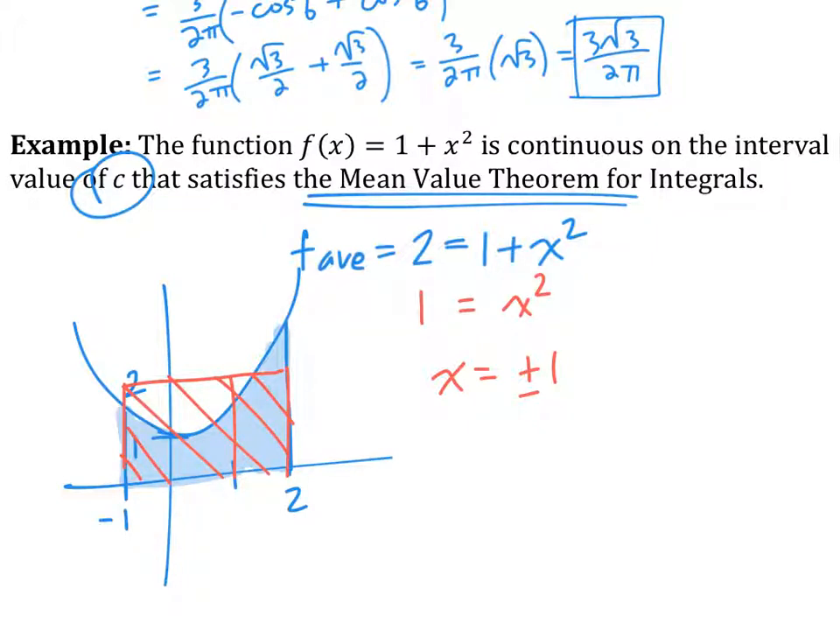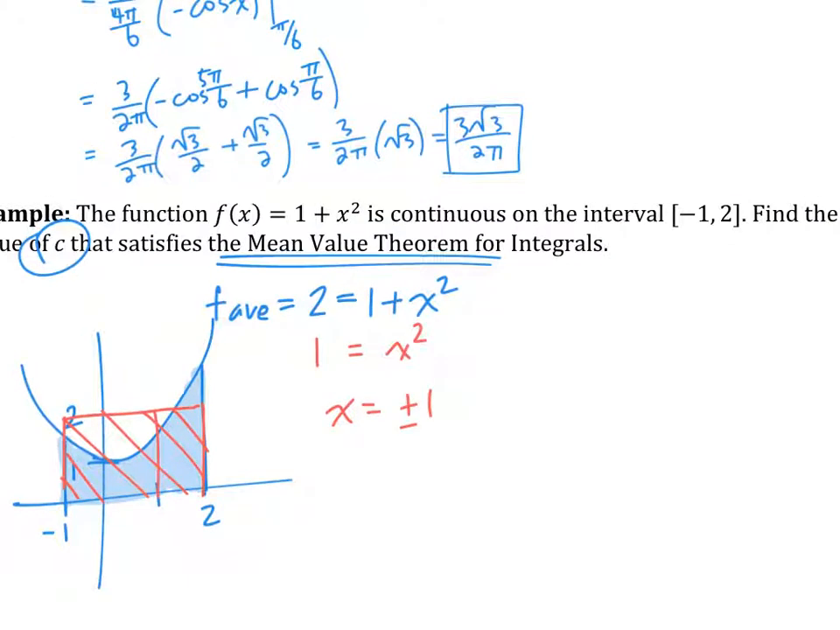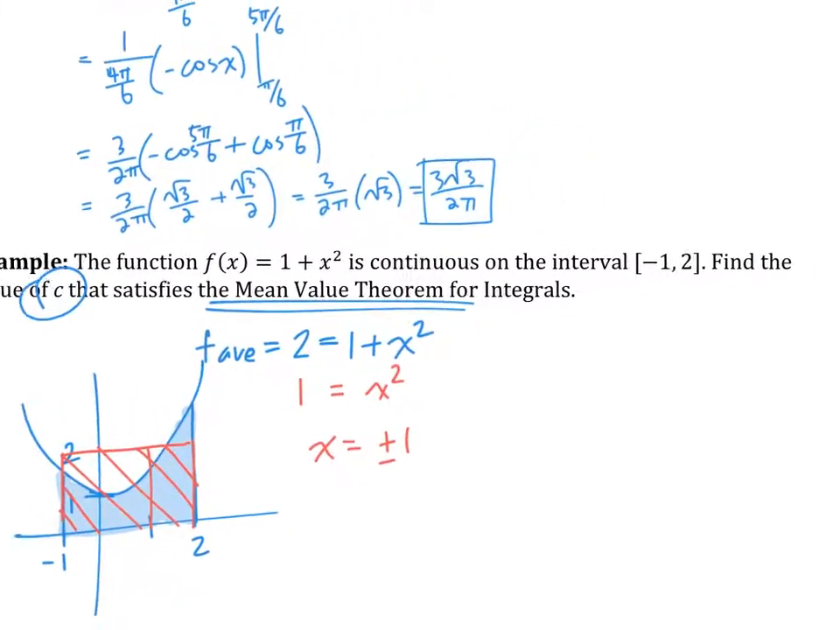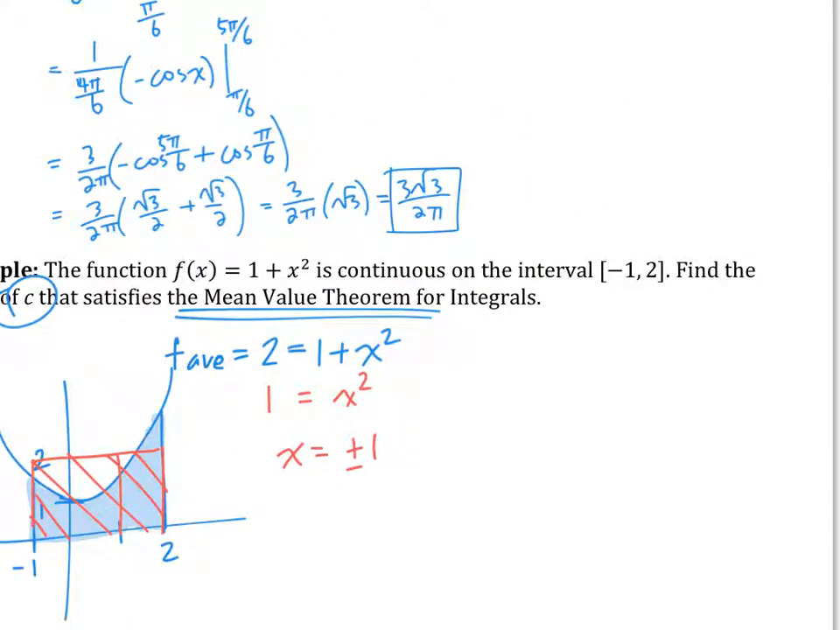Where does the value of c come from? According to the mean value theorem, f average is equal to f of c. So f average is equal to f of c, and c is the number you had to find, which is the x value that gives the average value.